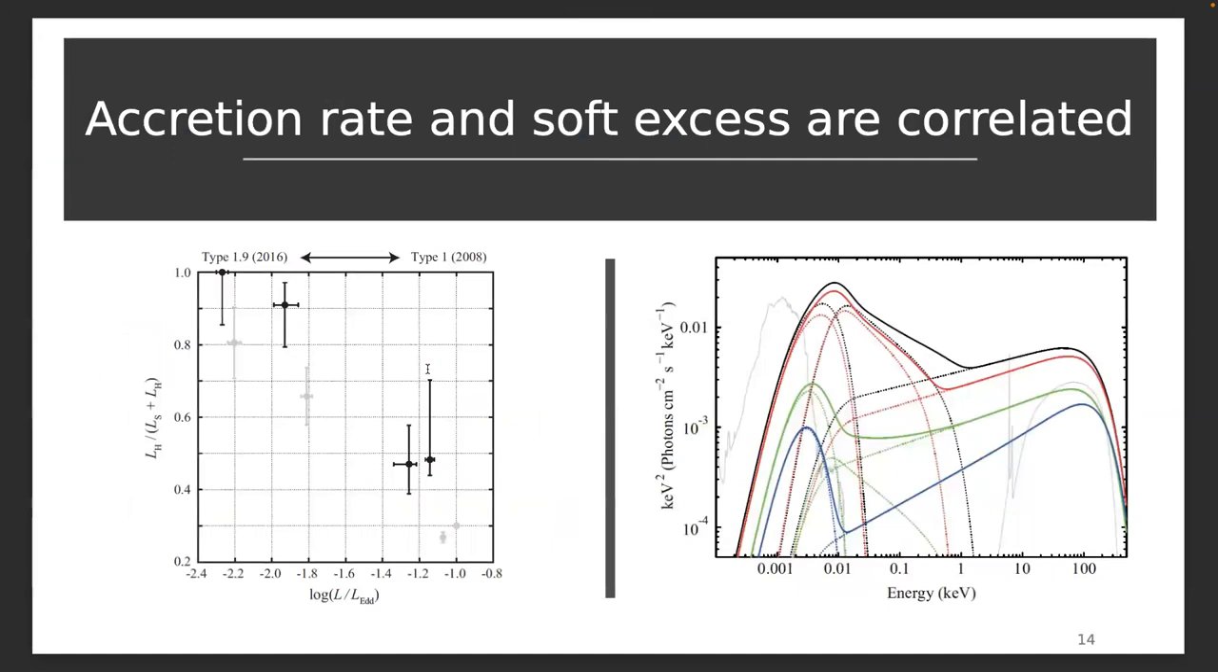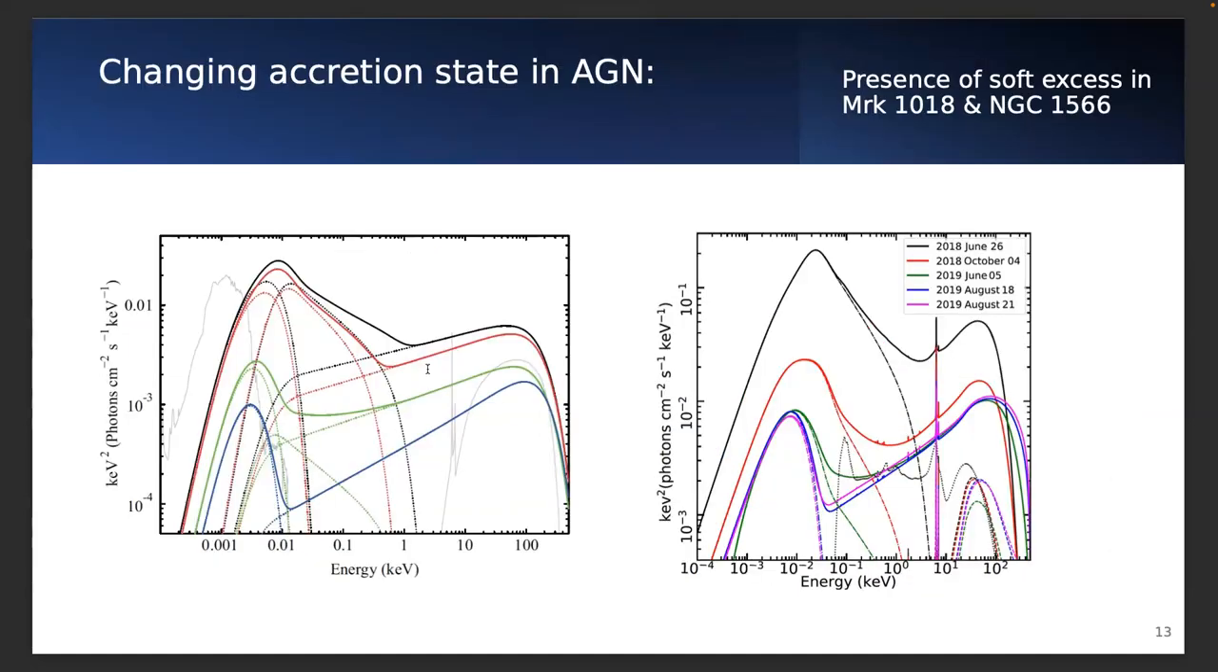And yeah, this is fitted with, they have actually used a two corona model. This is Noda and Done, Chris Done et al., who have published this paper. This is NGC 1566, Tripathi et al., Gulab Dewangan and Tripathi et al. They have studied this using AstroSat and XMM. And this one is Noda and Done et al. So these are the observations when the accretion rate was higher and the soft excess was present, and they have used a two corona model.